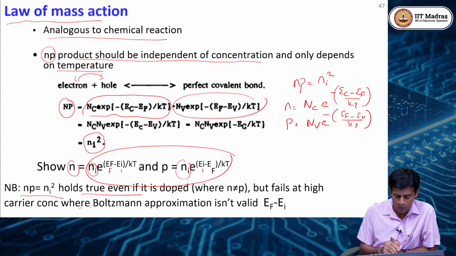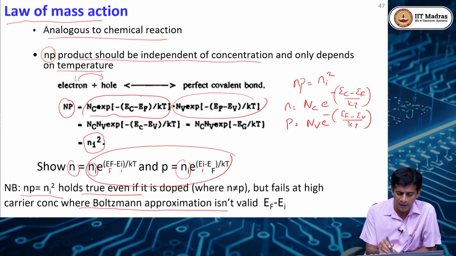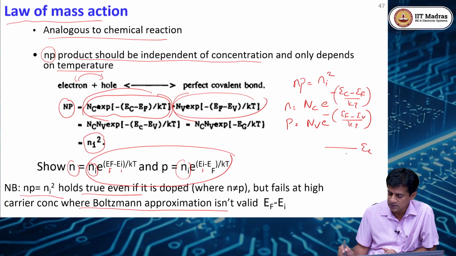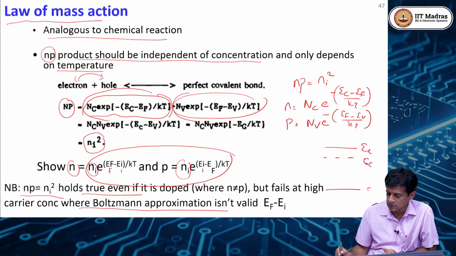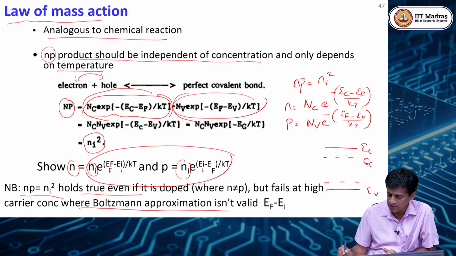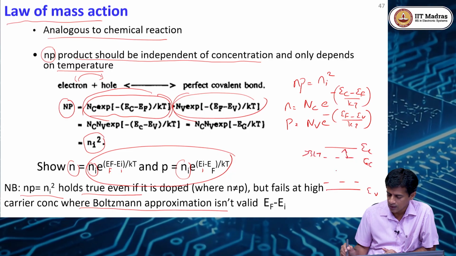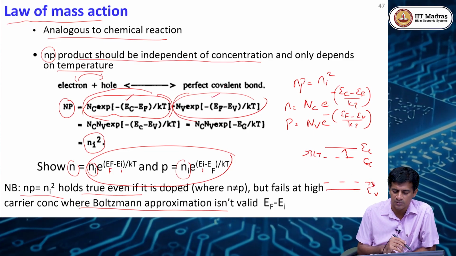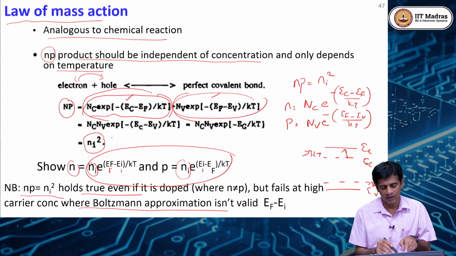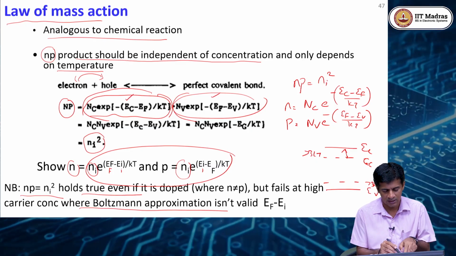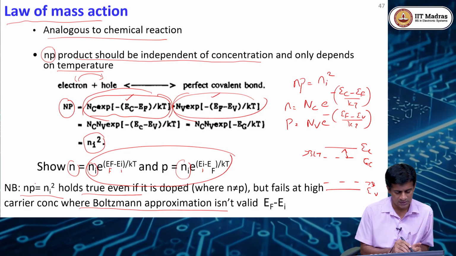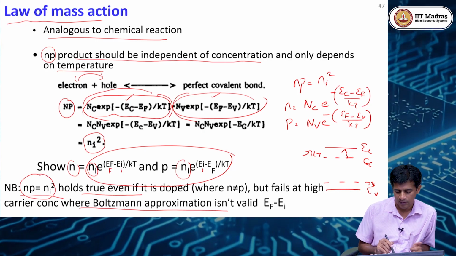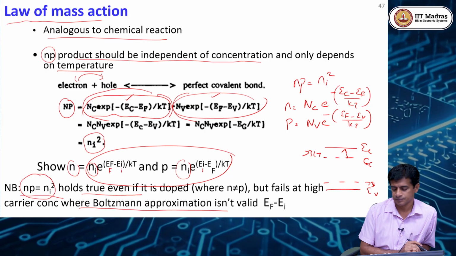only when the Boltzmann approximation is true. That is because we derived this quantity assuming the Boltzmann approximation. This is Ec, this is Ef, and suppose this is Ev, this is Ef. As long as Ec minus Ef is greater than 3kT, and similarly this is also 3kT, then only you can write the electron concentration and the hole concentration like this. Then when they multiply, it will cancel all the exponentials and you get ni squared. So np equals ni squared, the law of mass action, holds true only when the Boltzmann approximation is valid. That is very important.